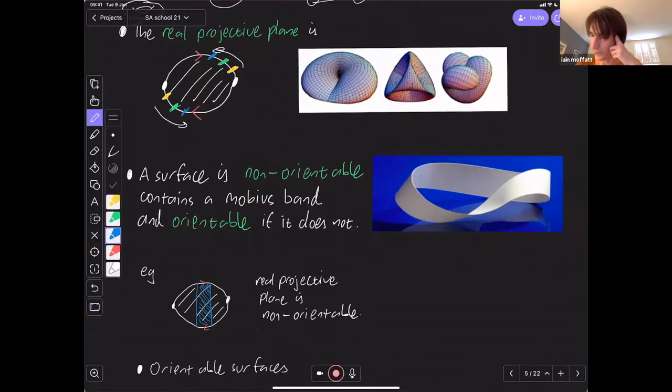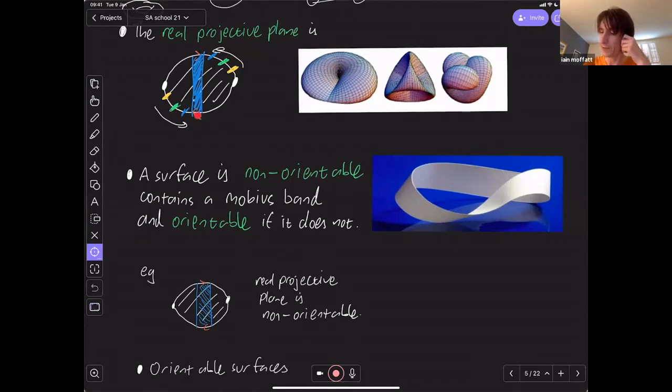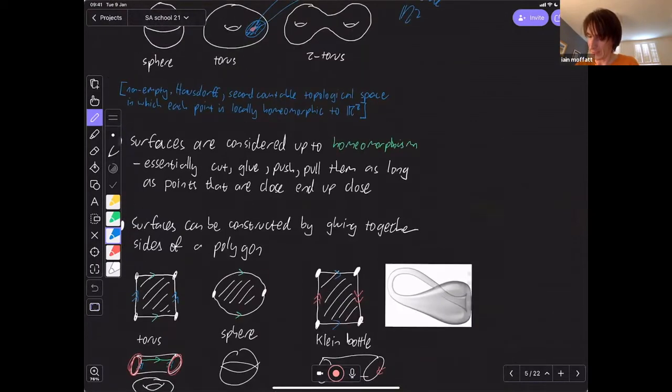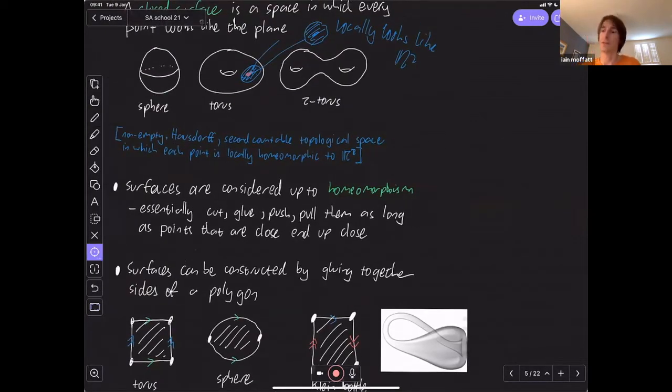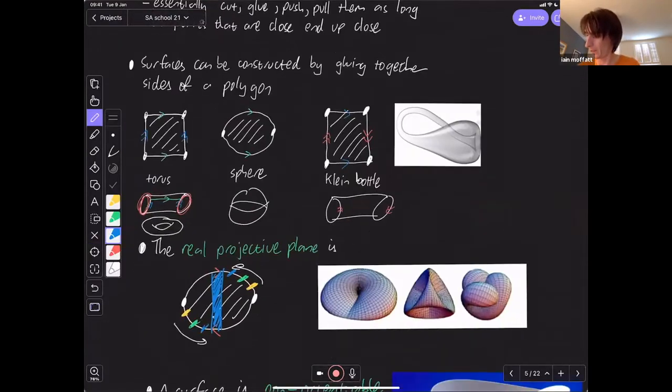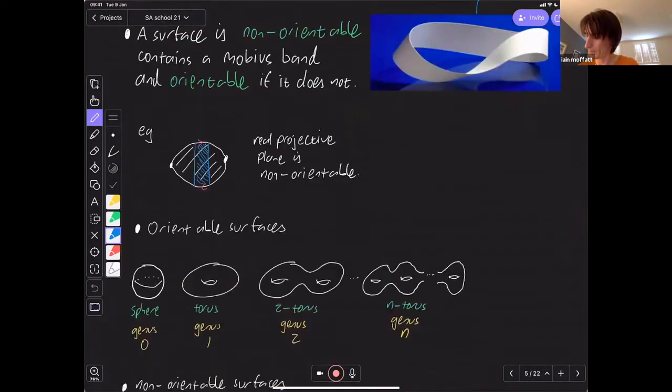I could just take a strip like so and just color this in. And then if I deleted all of this white part, what would I end up with? I've got a blue strip, and I'm just gluing the two ends together with a little half twist to end up with this. So the real projective plane is an example of a non-orientable surface, whereas all of our original examples of the sphere, torus, and two torus, these don't have a Mobius band sitting anywhere in them. So these would be surfaces that are orientable.